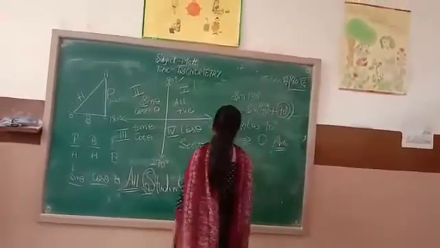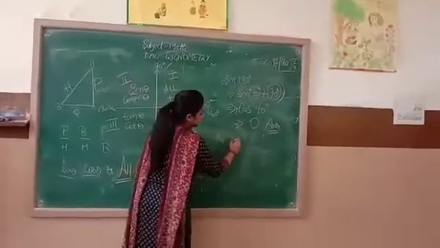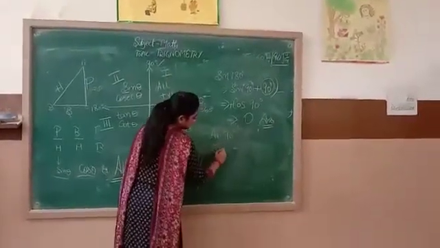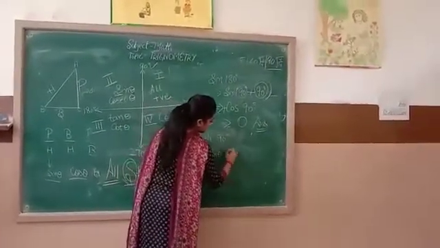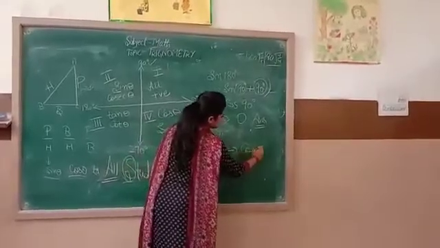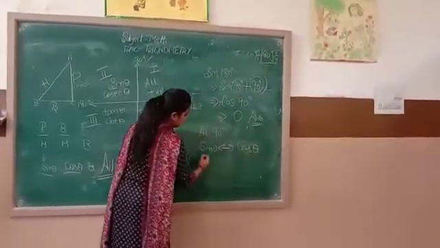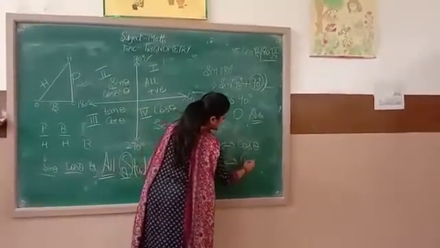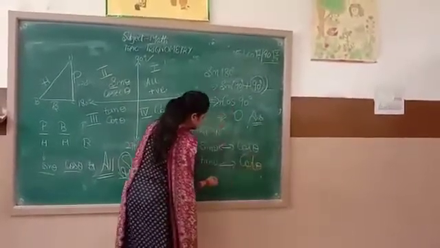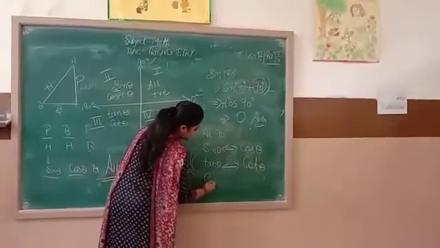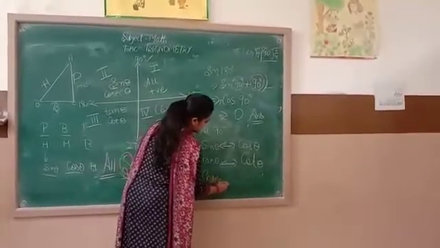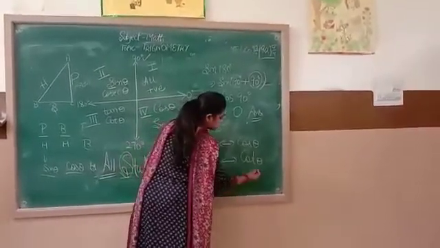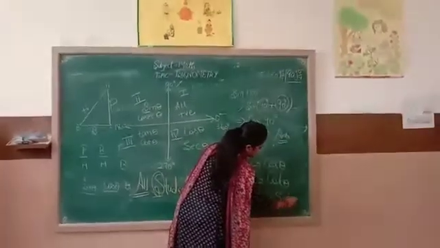At 90 degree, sin theta is changed into cos, and similarly vice versa. Similarly, tan theta is changed into cot, again vice versa. And last, cosecant theta is changed into secant.